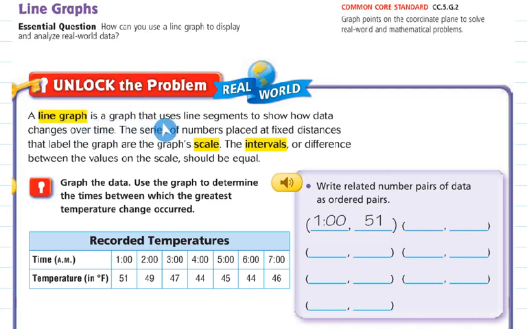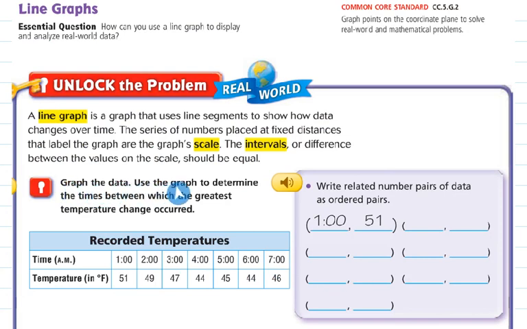A line graph is a graph that uses line segments to show how data changes over time. The series of numbers placed at fixed distances that label the graph are the graph's scale. The intervals, or difference between the values in the scale, should be equal. So the intervals, boys and girls, are the in-between. The scale should start at 1 o'clock here and go through 7 o'clock there. But the interval in between each of these, you can see, is an hour. So that's something we're going to use on the graph.